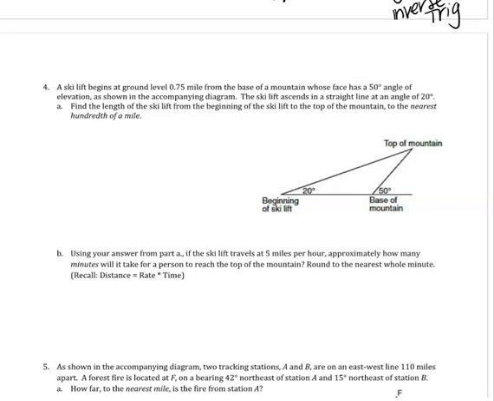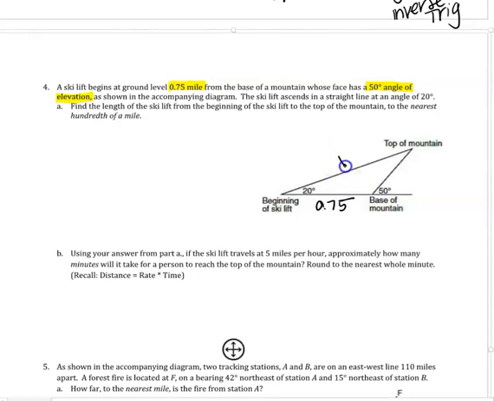A ski lift begins at ground level 0.75 miles from the base of a mountain whose face has a 50-degree angle of elevation as shown in the accompanying diagram. So begins at ground level. So I'm already thinking, all right, this is 0.75. Okay, so label that in your picture. The ski lift ascends in a straight line at an angle of 20 degrees. Find the length of the ski lift from beginning of the ski lift to the top of the mountain to the nearest hundredth of a mile. So they're looking for x right here.